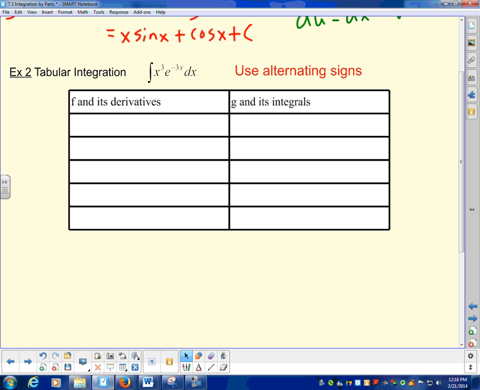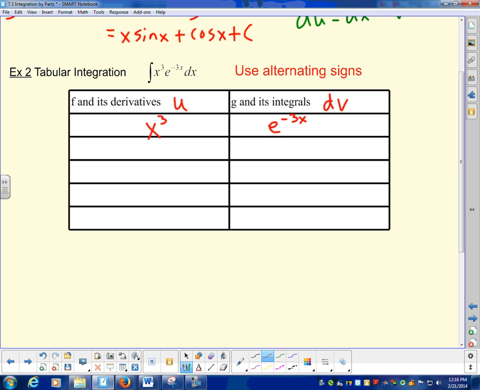But if it looks like it's going to be more than that, which is happening when we have a higher degree polynomial times an exponential, or if it were times a cosine or sine, it would be the same deal. So we're still going to let u equal x cubed. I have f and its derivatives, g and its integrals, so f is our u and g is our dv. So we're going to label x cubed as our u, and we're going to label e to the negative 3x as our dv.